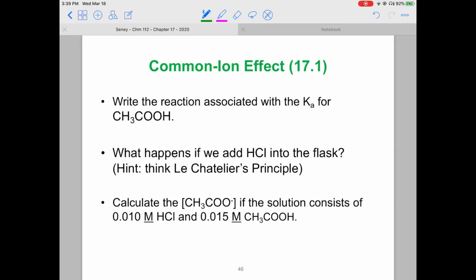All right, so the last area that I want to talk about is called the common ion effect. We've actually already sort of hit this before when we talked about Le Chatelier's principle. So if you need to go back to Le Chatelier's principle and review it, I would do so soon. The first thing I want you to do is write the equation or reaction associated with the Ka for the acetic acid. So pause the video now and go ahead and write that Ka equation.